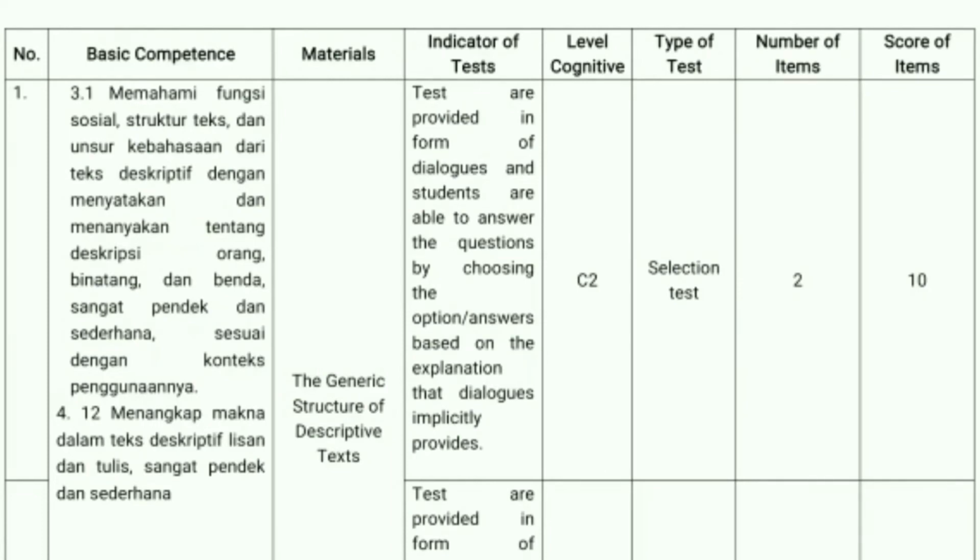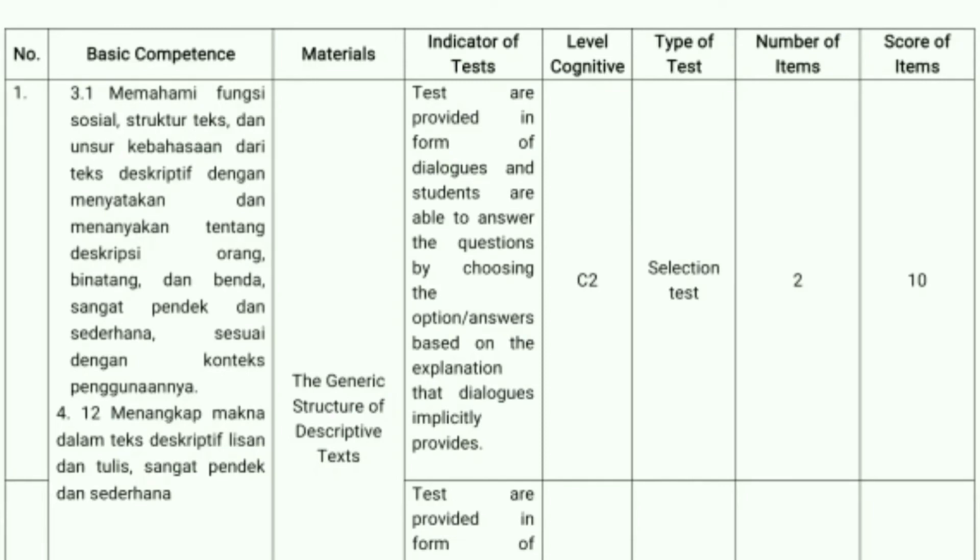A task blueprint is the plan that you use in building a task. Here we present one task blueprint about the topic descriptive text for 7th grade students. The table consists of basic competence, materials, indicator of the task, cognitive level, type of task, number of items, and the score of items. The basic competence covers two things.